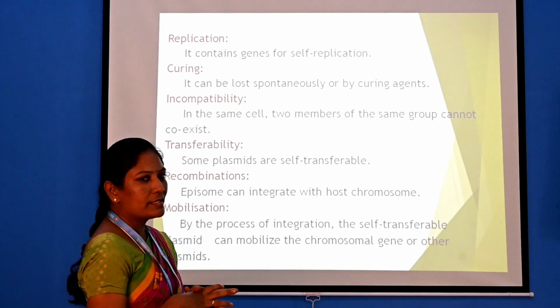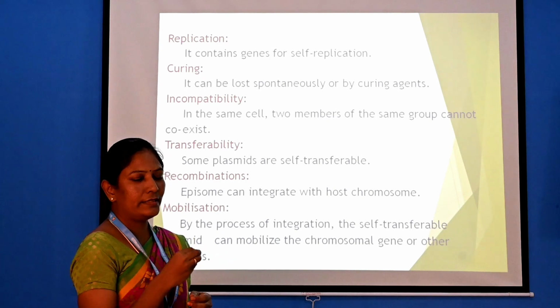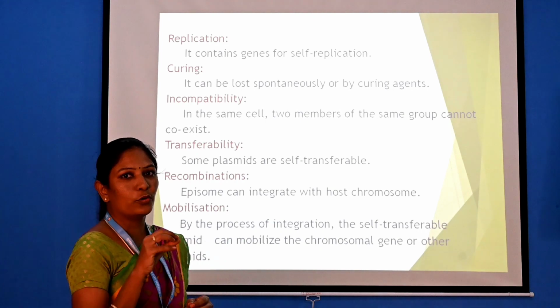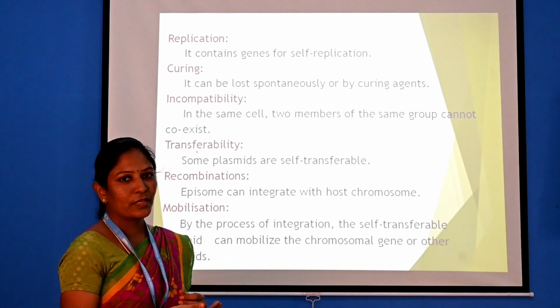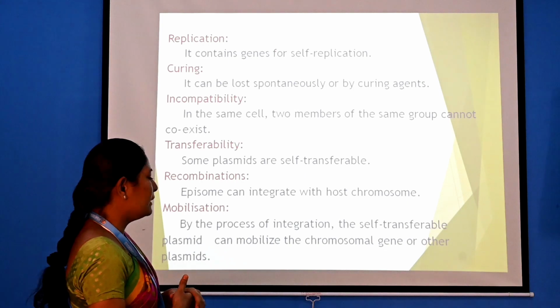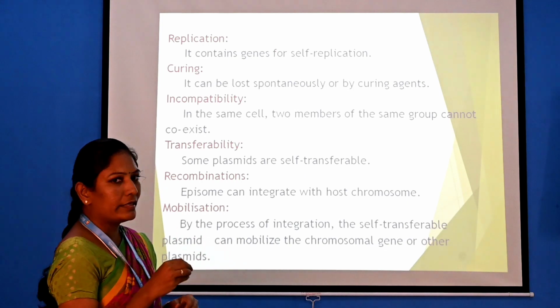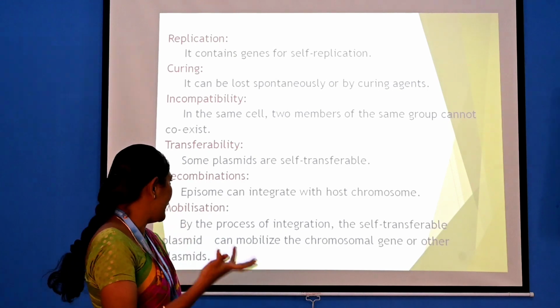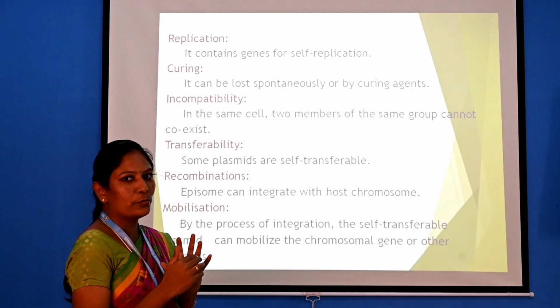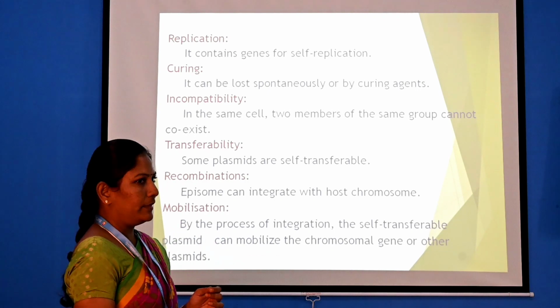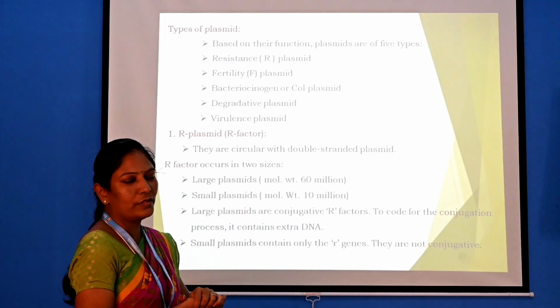Next one is recombination. We already saw that integrative plasmids are episomes. These episomes can integrate with the host chromosomes. So this is known as recombination. Next one is mobilization, that means movement. By the process of integration, the self-transferable plasmid can mobilize the chromosomal gene or other plasmid in the nearby bacterial cell. So these are the physical properties of the plasmid.